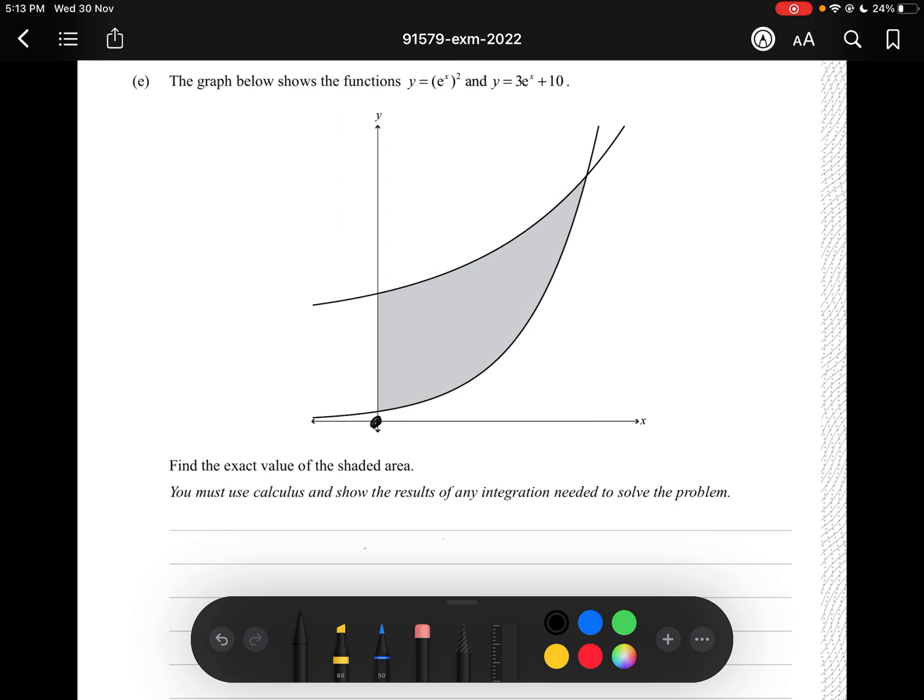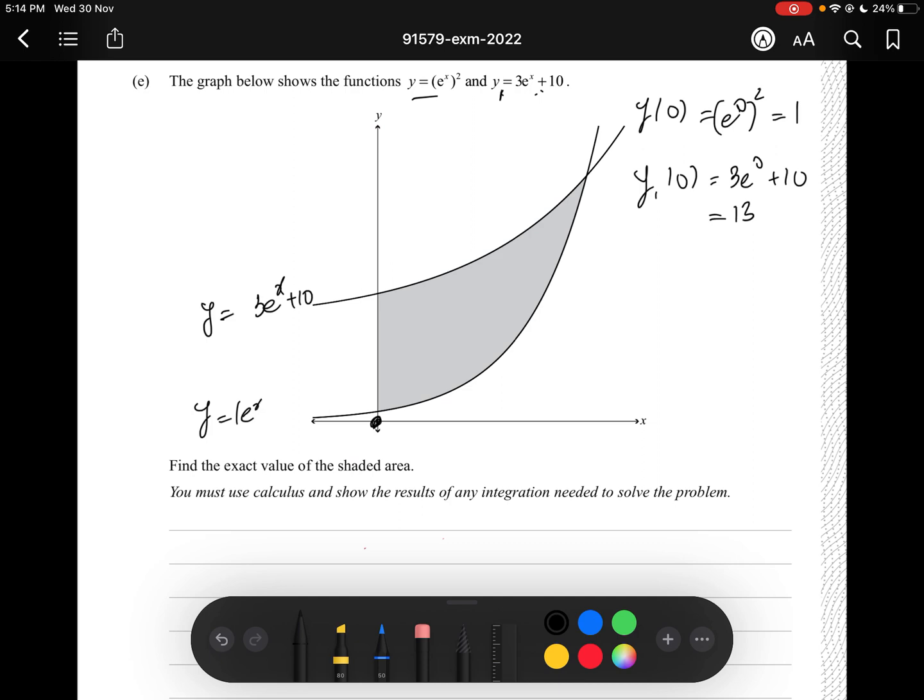For this curve here, we have y of 0 equals (e to the power of 0) squared, which is 1. And for this one here, we have y of 0 equals 3e to the power of 0 plus 10, and that's 13. Clearly, we see that 3e to the power of x plus 10 is above (e to the power of x) squared. So we know that the top is y equals 3e to the power of x plus 10, and down here is y equals (e to the power of x) squared.